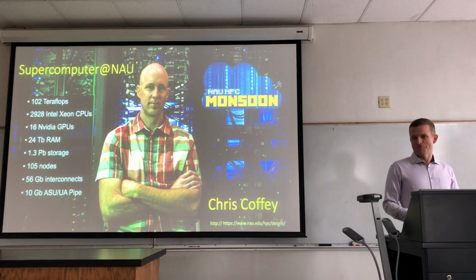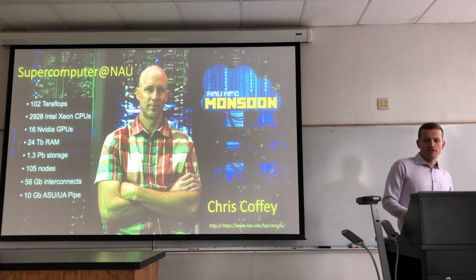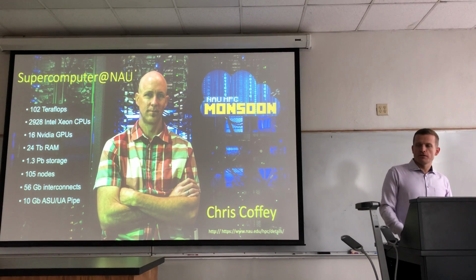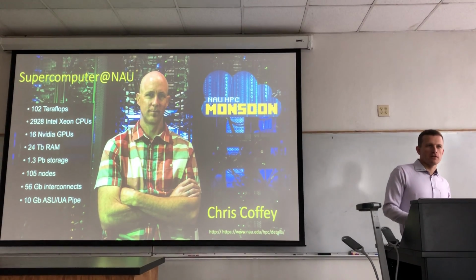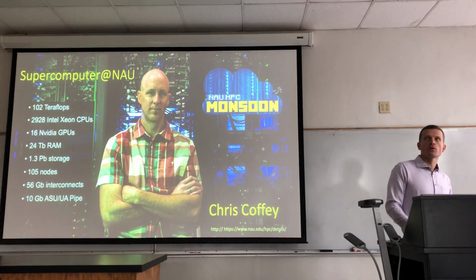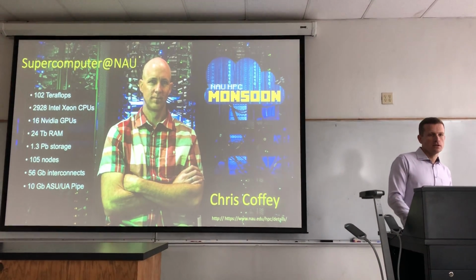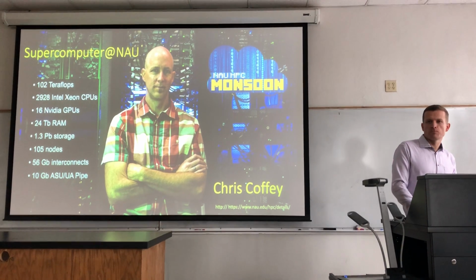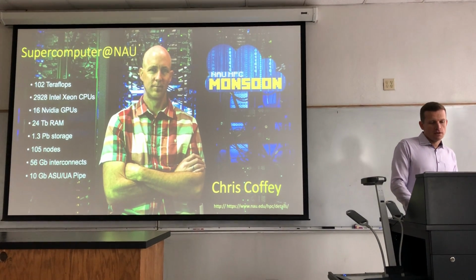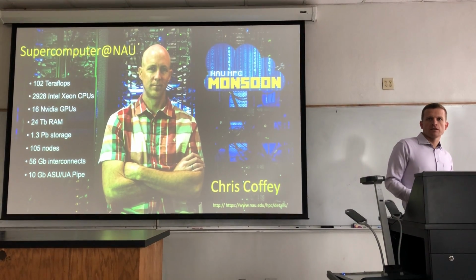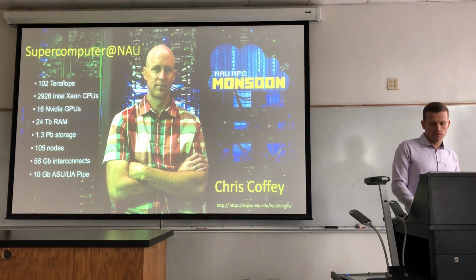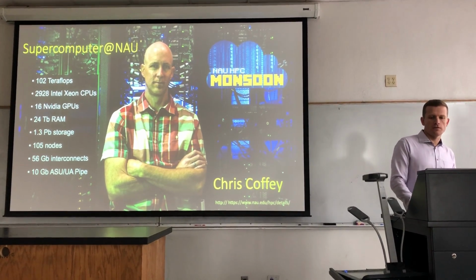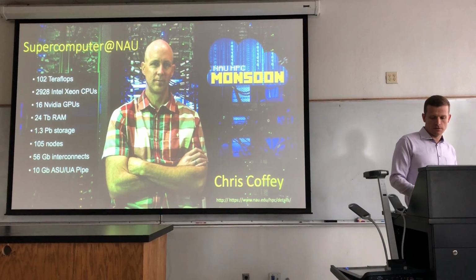Enter NAU's Monsoon, shown here with Chris Coffey protecting his servers. It's a 102 teraflop machine, which means trillions of floating point operations per second, with 3,000 processors, some GPUs, and a bunch of RAM and storage. Importantly, these machines are connected quickly with each other. It's important for our project, and we're on this 10 gigabit pipe that happens to also be where the archive that we're working with is sitting.